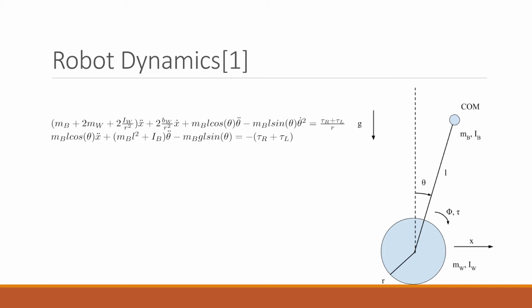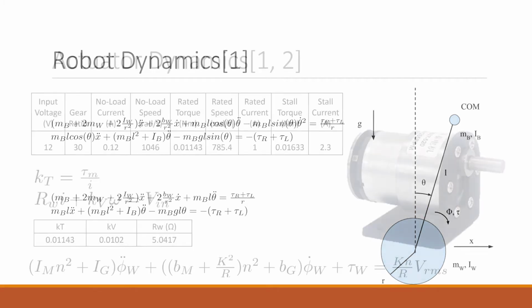Note that there are some nonlinear terms like cosines and sines. Assuming when the robot is stable, the pitch angle and the velocity are small, so cosine theta is 1 and sine theta is theta, and theta dot squared is simply 0. Then we have this linearized system as shown below.